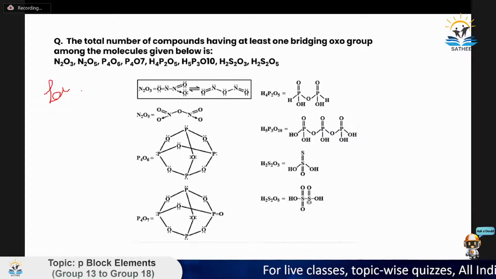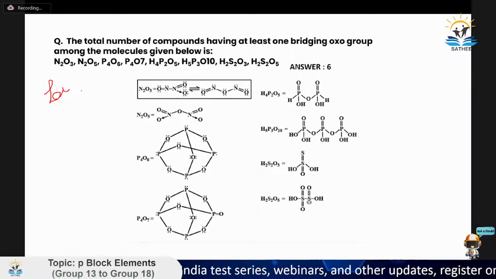Because most of the structures were discussed, how to draw them, in this topic, and their structures are also given in your NCERT and other reference books as such. We have simply included it over here. So the answer here is 6.